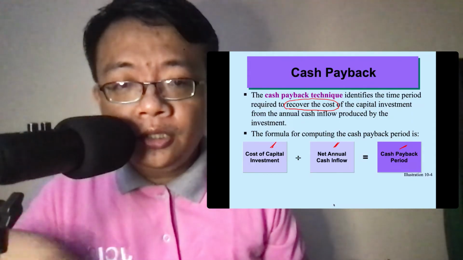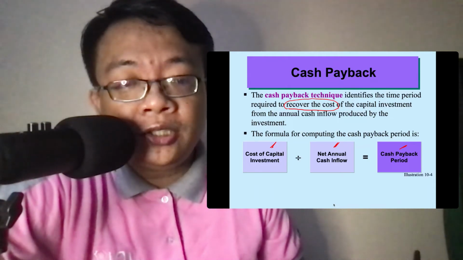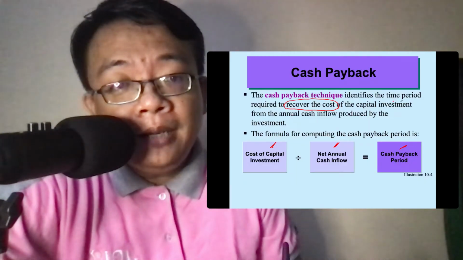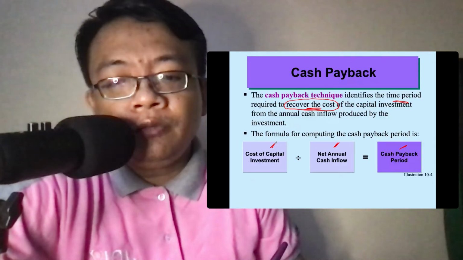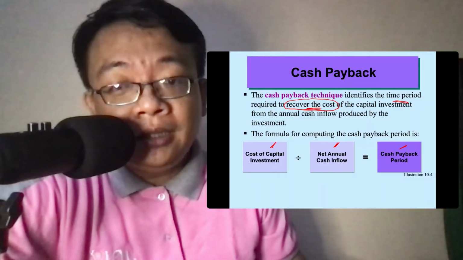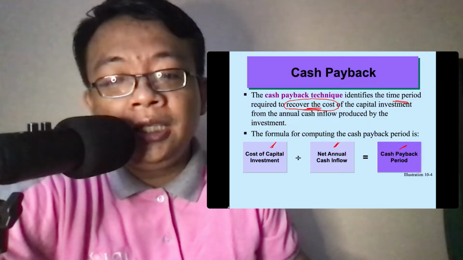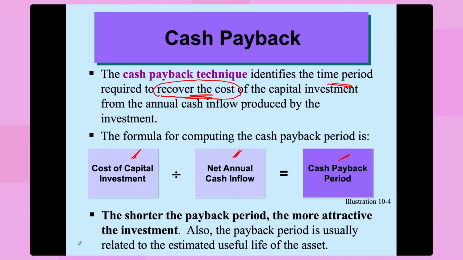Again, the formula is cost of capital divided by your net cash inflows to compute for our cash payback period. When you say cash payback period, it is the time period to recover the cost of capital. So, cost of investment, you divide it by your net annual cash flow, and you have now your cash payback period. That is what is meant by the cash payback period. Alright, take note of this one. The shorter the payback period is, the more attractive your investment is. Alright, what do you mean by this one, sir?